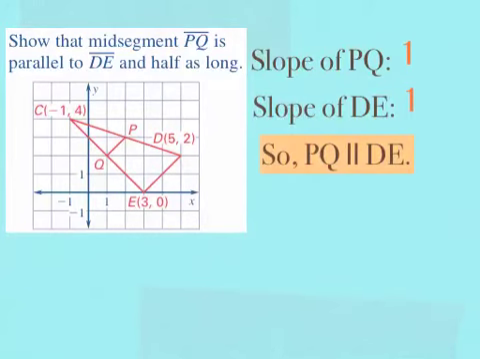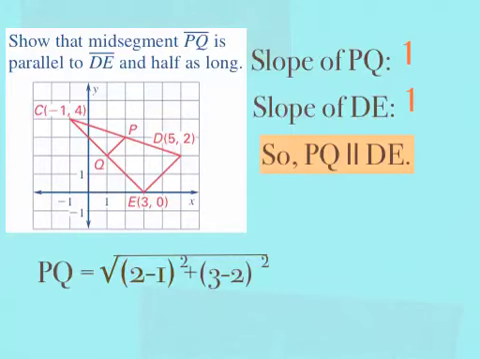This also asks me to show that PQ is half as long as DE. To show that PQ is half as long, we need to find the distance from point P to point Q and from point D to point E. To do that, I'm going to use the points for Q and P, and I'm going to use the distance formula to say that PQ is the square root of (2 minus 1) squared plus (3 minus 2) squared. Well, 2 minus 1 is 1, and 3 minus 2 is 1. So the distance for segment PQ is the square root of 2.